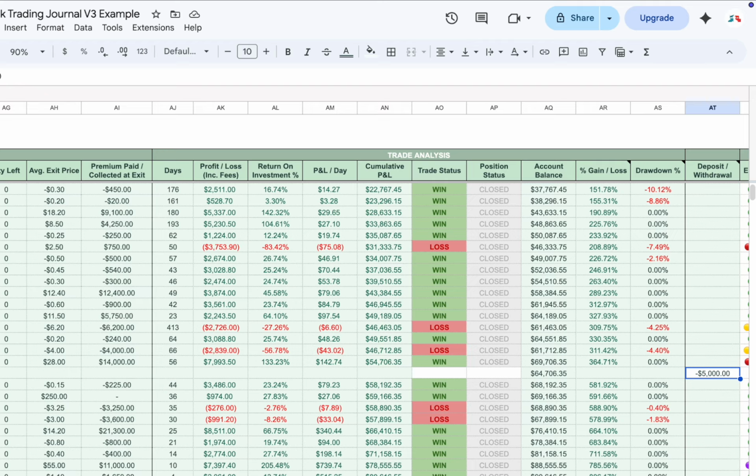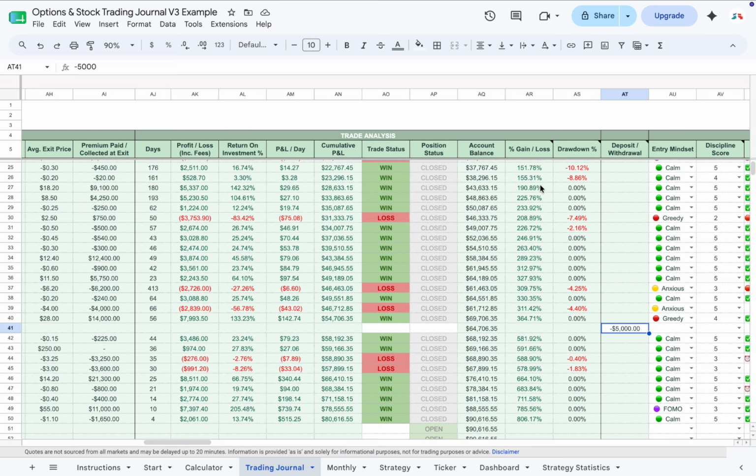The trade analysis section provides detailed statistics for every trade, including days in trade, profit or loss, return on investment, profit or loss per day, cumulative P&L, percentage gain or loss on account, and drawdown percentage. These metrics allow you to evaluate each trade objectively and identify patterns in your performance.